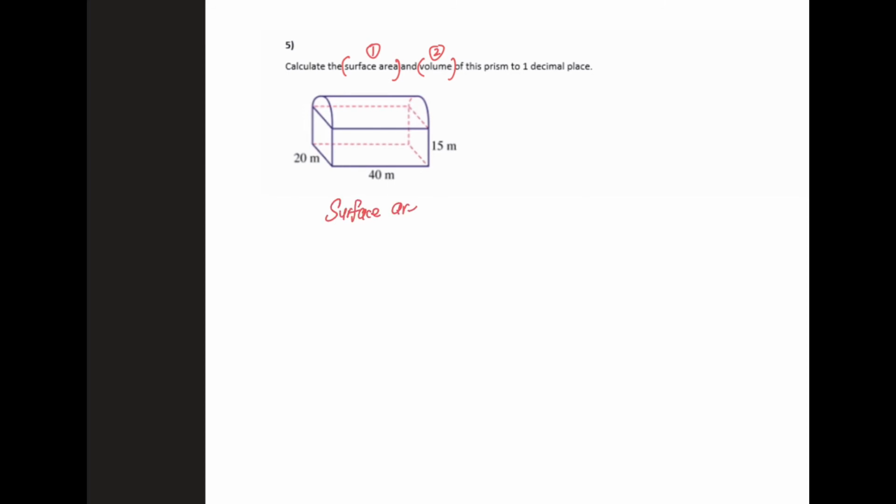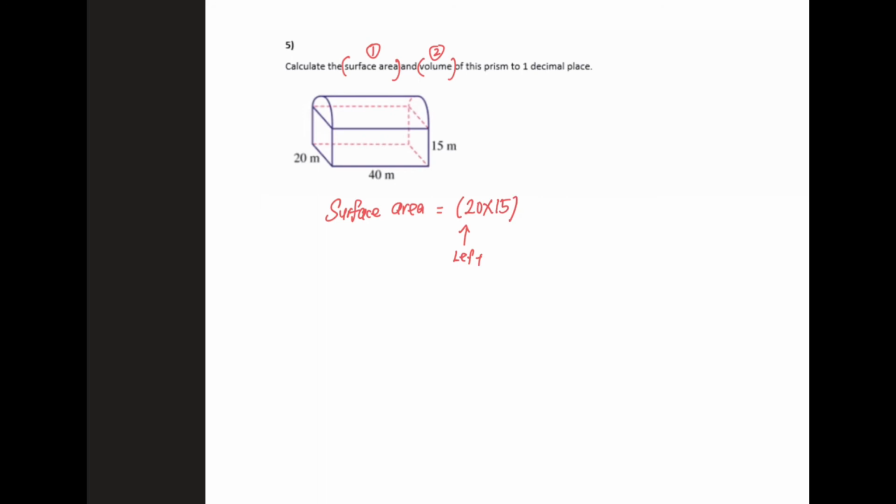Surface area. Okay, so I start from the left. The surface on the left is 20 multiplied with 15. As you can see, this is a rectangle, 20, and the height is 15. I bring the 15 here and count it 20 times 15. So that's the surface on the left.